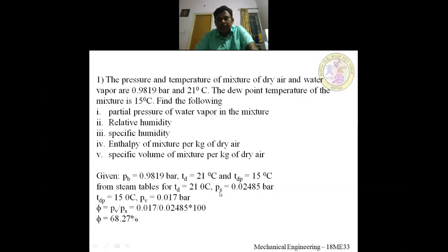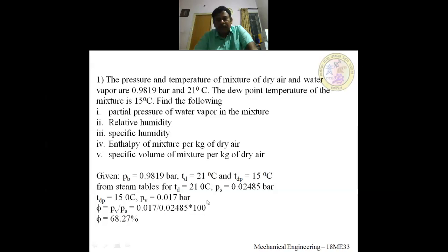Pressure, you have to take the saturation pressure. Next, TDP, the dew point temperature, 15 degrees Celsius, corresponds to PV. It will be 0.017 bar. At 15 degrees Celsius you have to find the pressure from the steam tables. That will be PV. Here you have to remember TD corresponds to PS, TDP corresponds to PV.